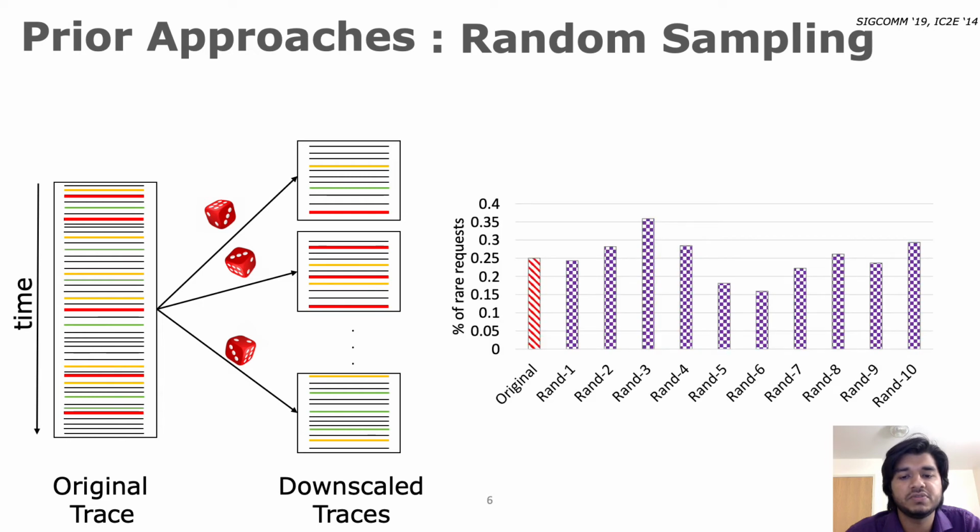Here we present results from our experiments. In the presented graph, the y-axis contains the percentage of rare requests in the trace. Along the x-axis, we present the different traces. We take a trace and, using random sampling, create 10 different downscaled traces, which we label as rand1 through rand10. As you can see, the rare requests made up 0.25% of the original trace. And while Rand 1 and Rand 8 do a good job of preserving that percentage in the downscaled trace, the others do not do so well.